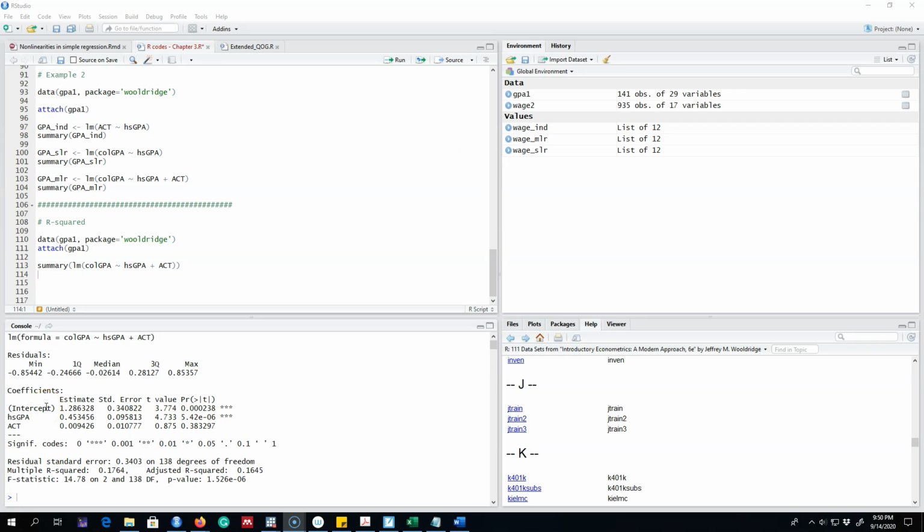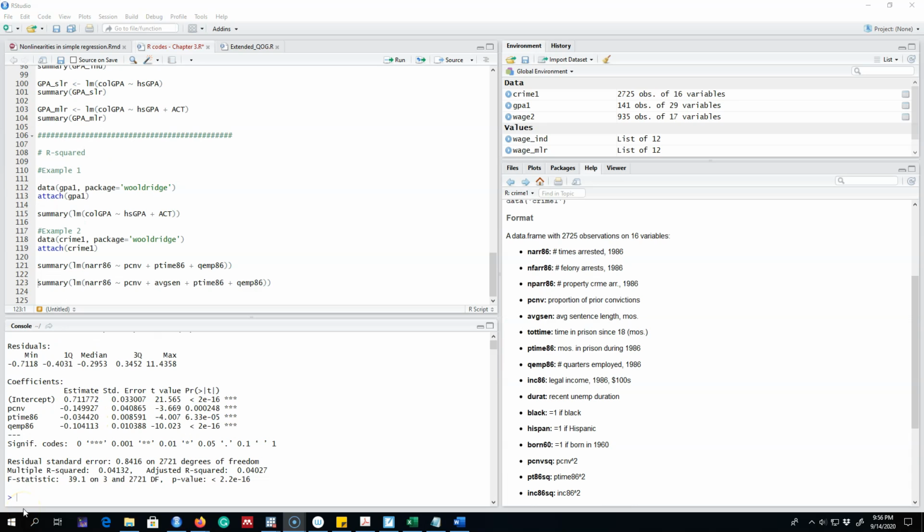Okay, so in this first example, we are regressing college GPA on high school GPA and ACT. If we look at the value of R-squared, it is about 0.176, which shows that both these variables, high school GPA and ACT score, explain about 17.6% of the variation in college GPA for this sample.